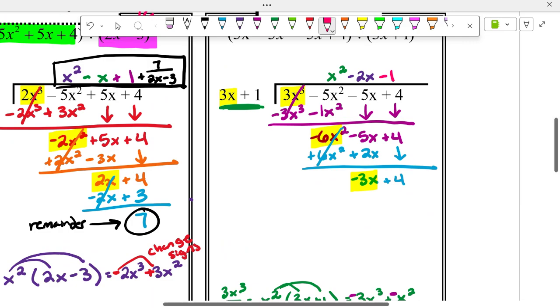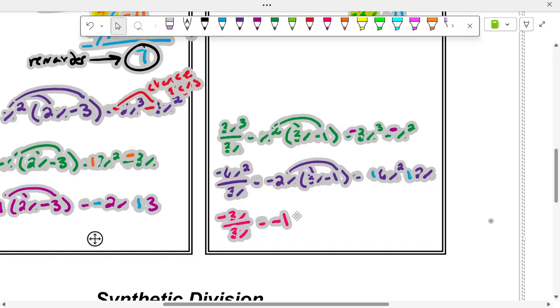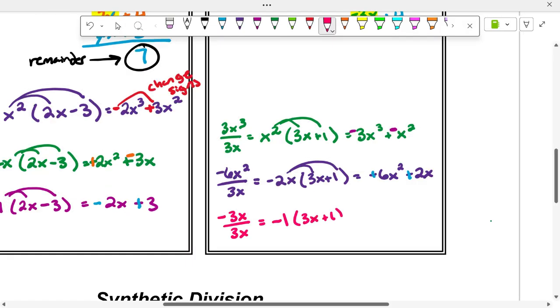Guys, quit. All right, what's my next step, Jonathan? So we multiply by 3x plus 1. So what do I get when I do that? Right, you get negative 3x minus 1. What do I do next, Abby?